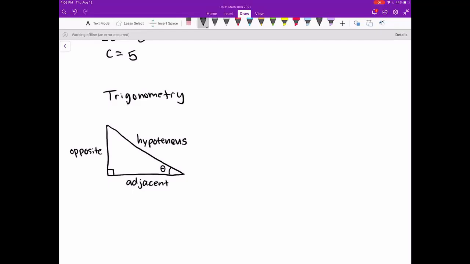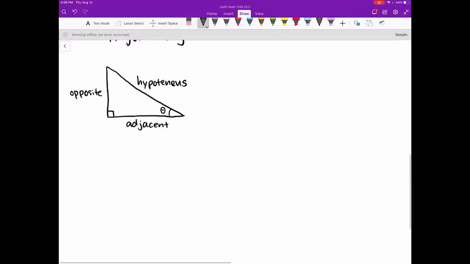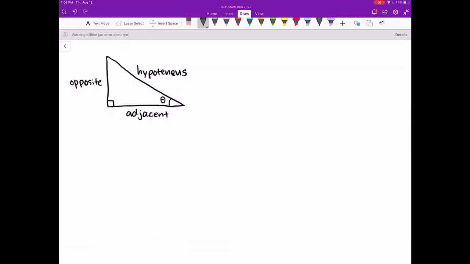I think we should elaborate more on how to find the adjacent, hypotenuse, and opposite. If we have a right triangle, you can label the hypotenuse right away because it's the side directly across from the 90-degree angle. Just like what David said, the hypotenuse is the longest side of the right triangle.